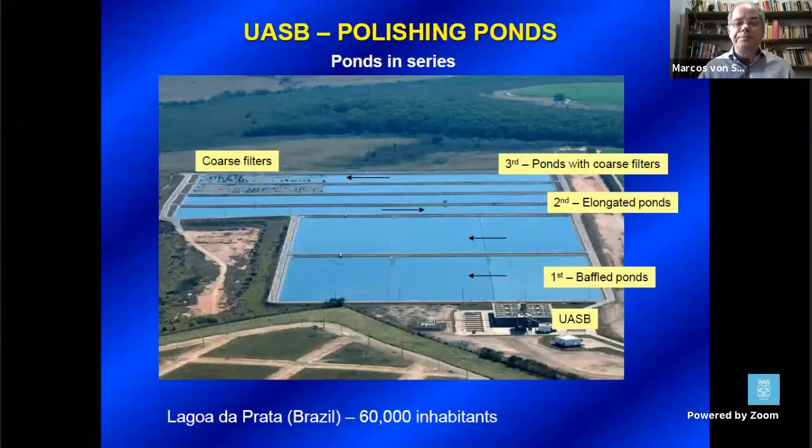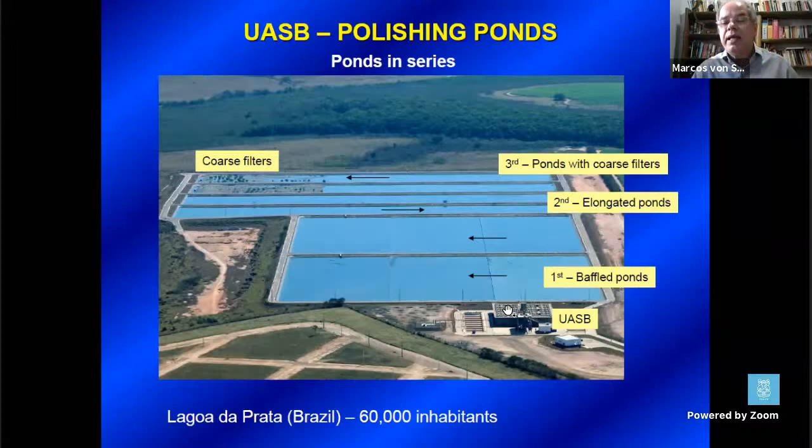Okay, I told you that in Brazil, we use a lot UASB reactors. Here is a system that involves UASB and ponds. It's for 60,000 population equivalents. You can see the anaerobic reactors are very small. They are very compact. And then they required a polishing stage.